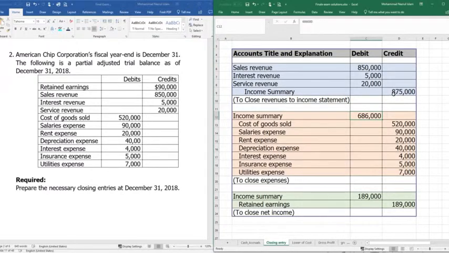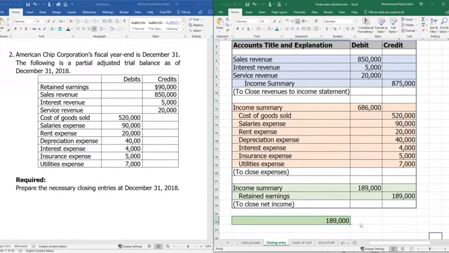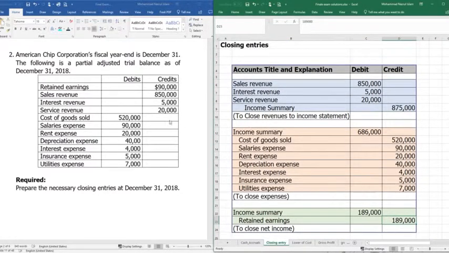Here we can see that income summary credit is higher than the income summary debit, so we have a net income. We need to close this net income. How do you know the amount? Credit minus debit, so this is the amount of net income that we need to close. We will be closing the net income into retained earnings: income summary debit and retained earnings credit. This is how. Please pause the video and watch again. Thank you.